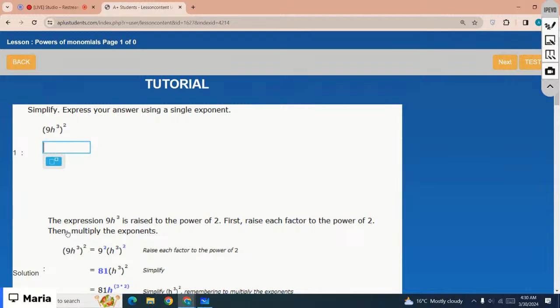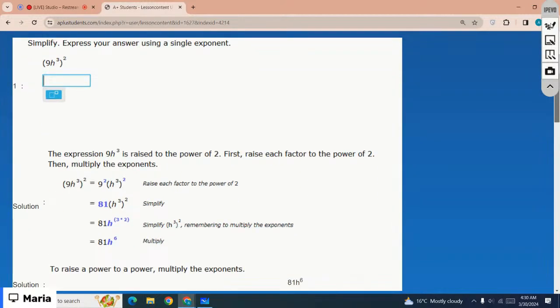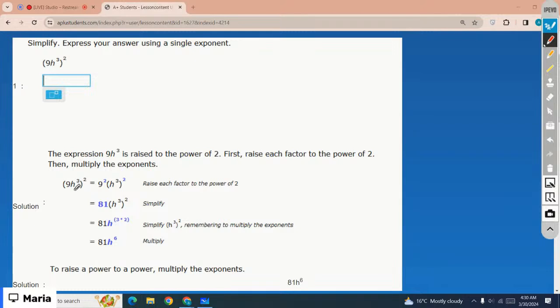Okay, simplify 9h cube whole square, right? You have 9h cube is raised to the power 2, right? So raise each factor to the power of 2, 9 and h cube also. 2 is the exponent of both 9 and h cube, like this, 9 square and h cube square, right? So 9 square is 81 and h cube square means you need to multiply both the exponents.